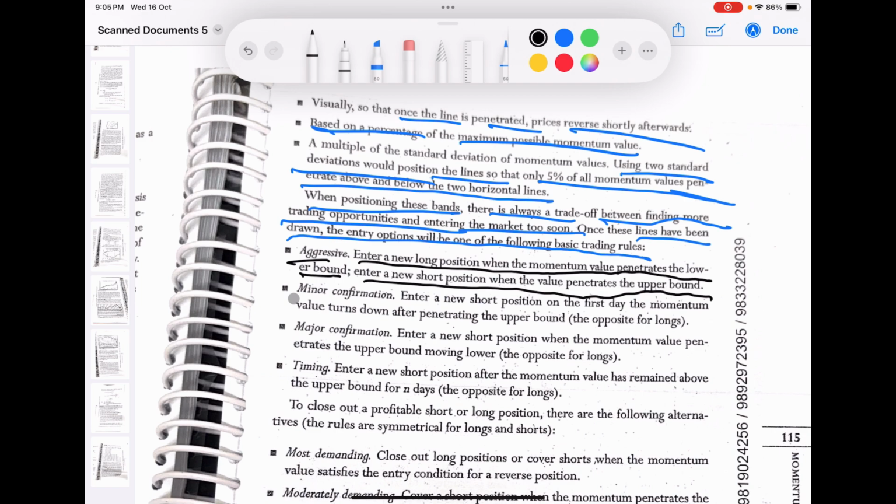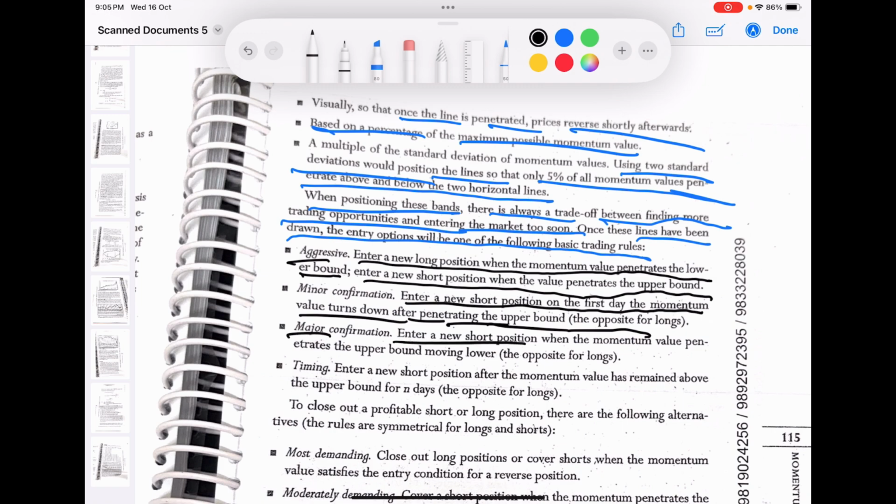Minor confirmation is when you enter a new short position on the first day the momentum value turns down after penetrating the upper bound. So here also we are taking a confirmation which is better than the aggressive entry, but you are not waiting for the downwards break as well. All you're doing is waiting for the daily candle to close, and you see whether today the momentum pierced it, and when the day ends, the next day you sell. But still you're not waiting for that one particular confirmation, which is when it goes down.